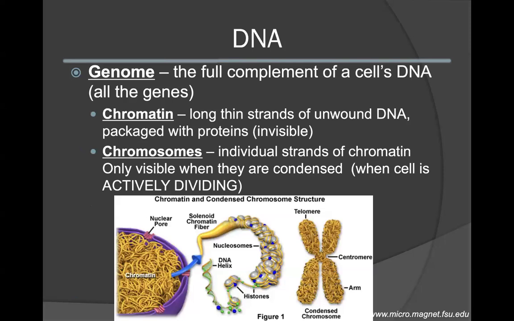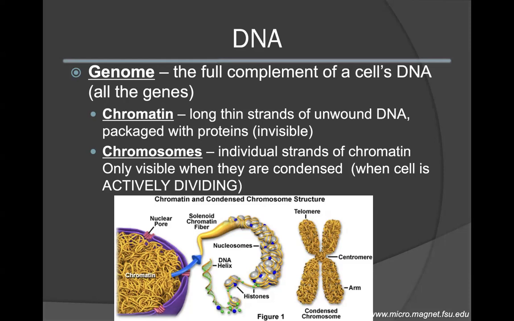It is important to understand the overall structure of DNA to understand how the DNA changes during the cell cycle. Remember, the genome is considered to be the full complement of a cell's DNA, so that it contains all of the genes that an organism has. This genome can be in one of two forms. It can be in the form of chromatin, which is the unwound form of DNA.